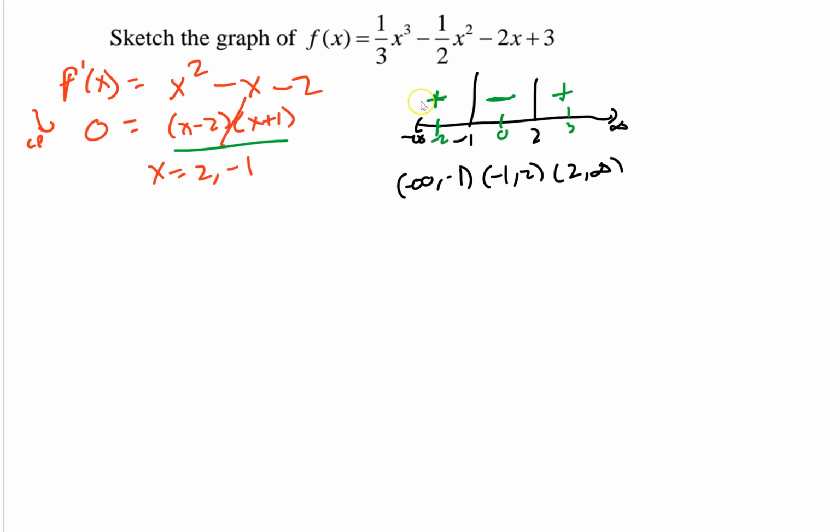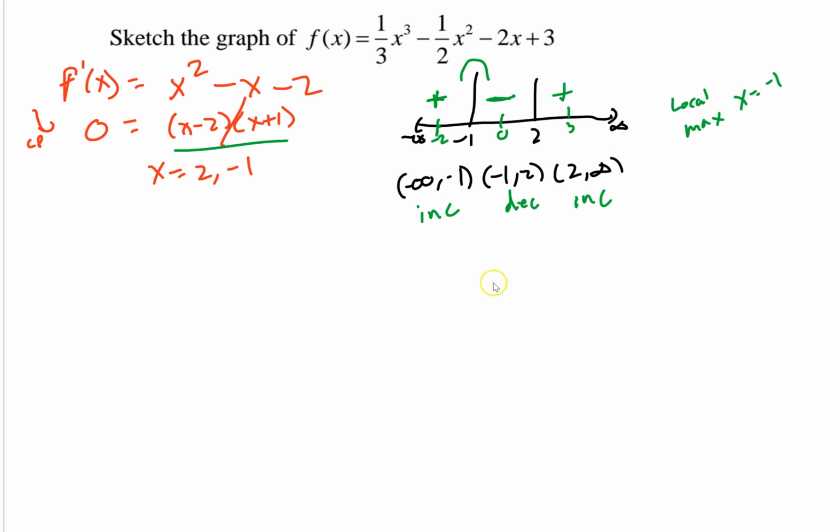So right, look what this tells me. My graph's going to be increasing from negative infinity to negative 1, so we're going up. It's decreasing from negative 1 to 2, and it's increasing from 2 to infinity. Right? What I also know, we learned this last lesson, is that at negative 1, it's going from positive to negative. So that's a local max. We have a local max at x equals negative 1.